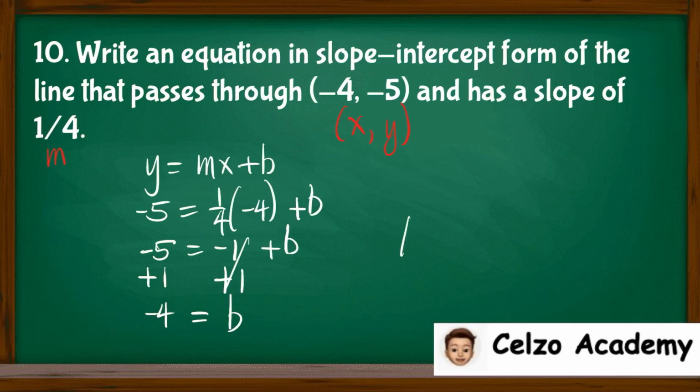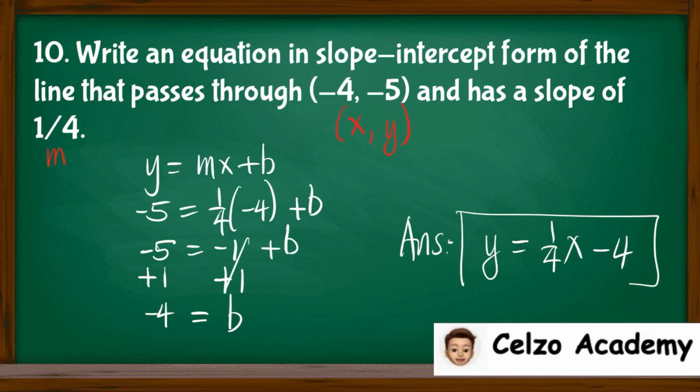So the equation for this line is y equals, m is 1/4, so we have 1/4 x plus b, which is minus 4. The equation is y equals 1/4 x minus 4.